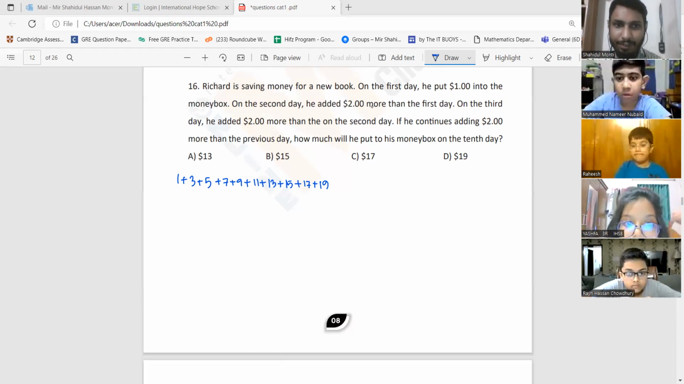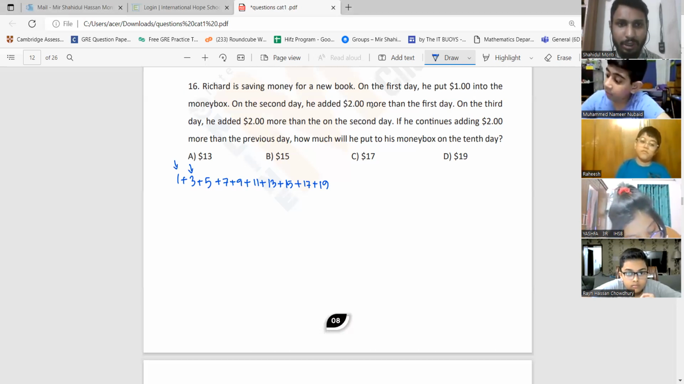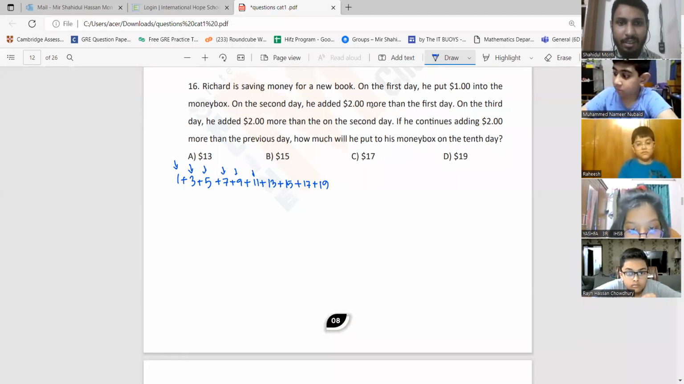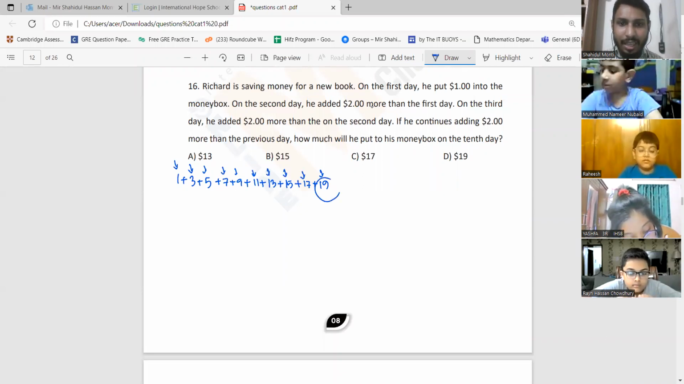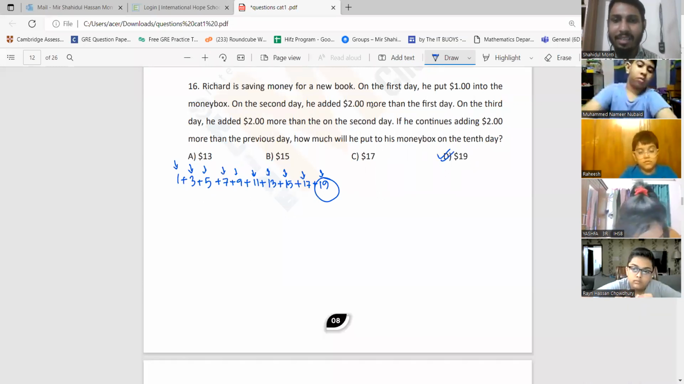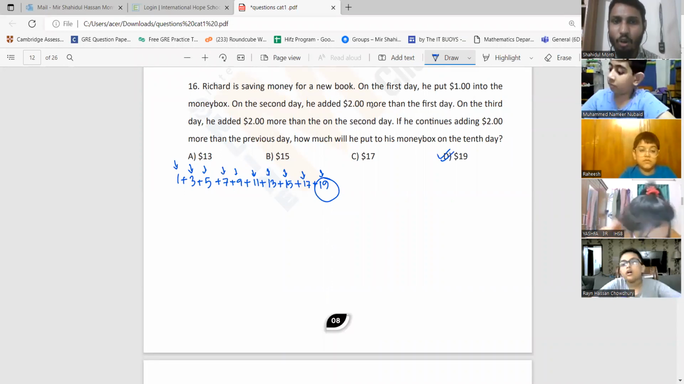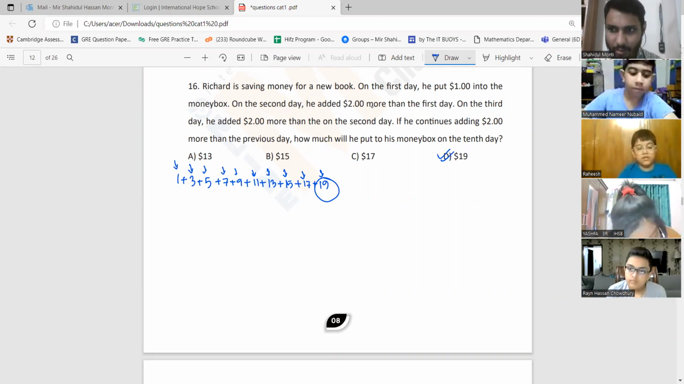Once again, this is the first day. First day, Richard will put 1. On the second day, 2 more, 3. Third day, 5. Fourth day, 5th, 6th, 7th, 8th, 9th, 10th. So on the 10th day, he's going to put 19 in the money box. Can you follow me? Yes, this one was also very easy.